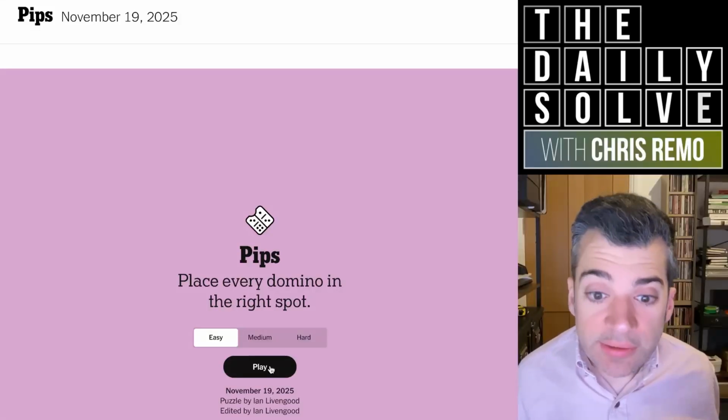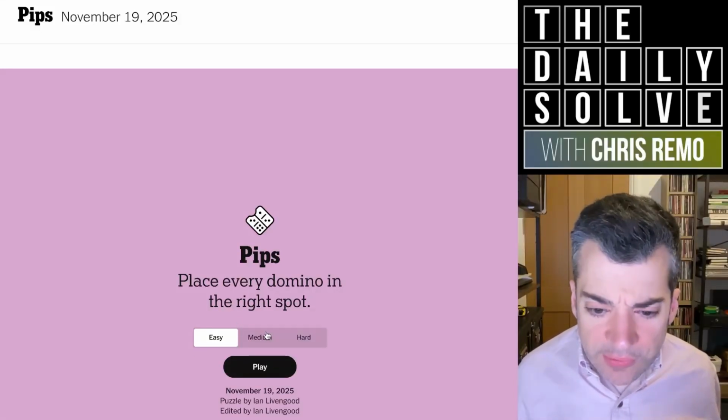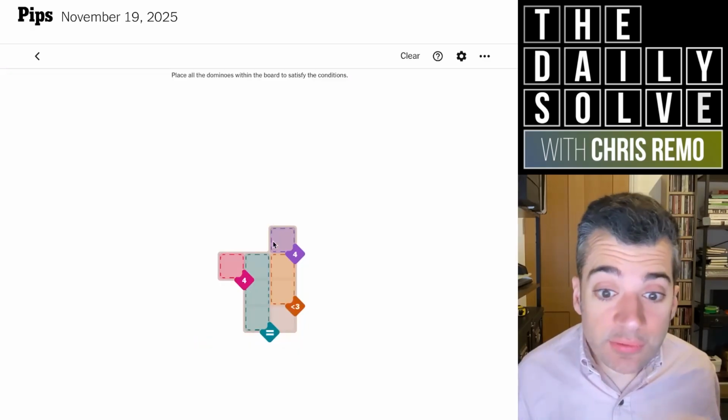Hello, let's lay some dominoes. We'll play pips. We'll start with an easy puzzle. We've got the same pattern as usual today: easy by Ian Livengood, and medium and hard by Rodolfo Kirchen. Anyway, start with the easy.